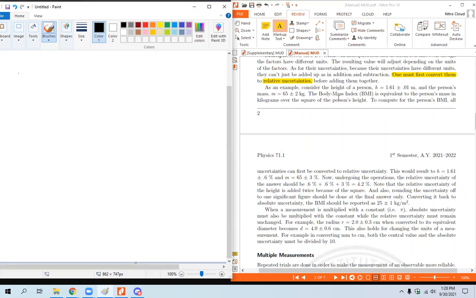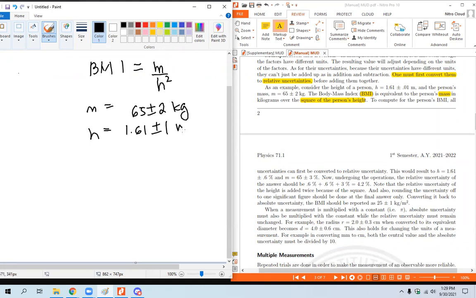So ang example ni manual natin dito ay body mass index, which is your person's mass over the square of the person's height. So if I were to write this down as a mathematical formula, BMI is equal to mass in kilograms divided by square of the height. So ang measurements natin dito ay 65 plus minus 2 kilograms and height 1.61 plus minus 1 meters. Ay, 0.01 pala. Sorry.